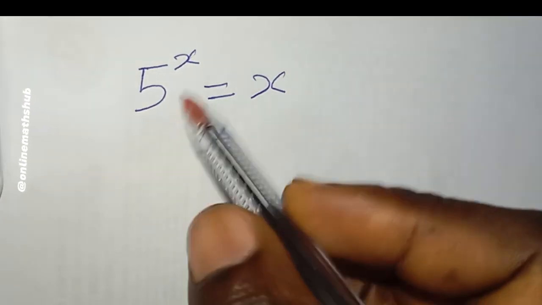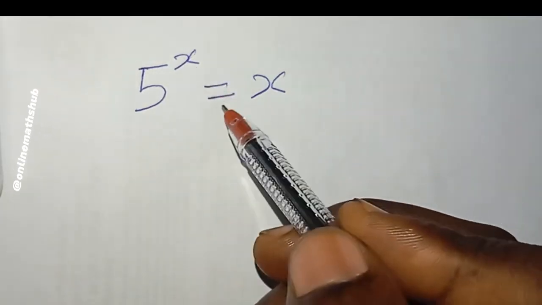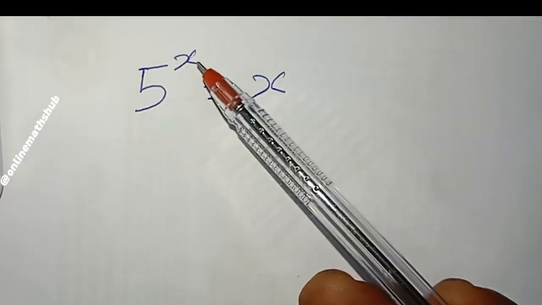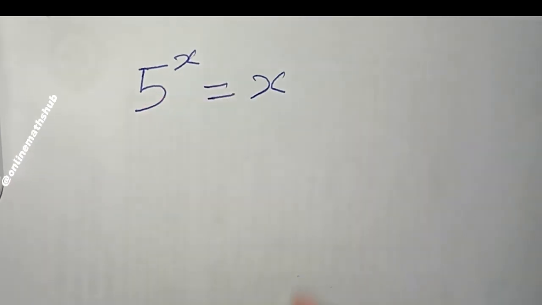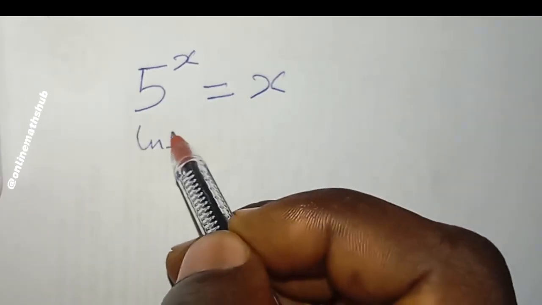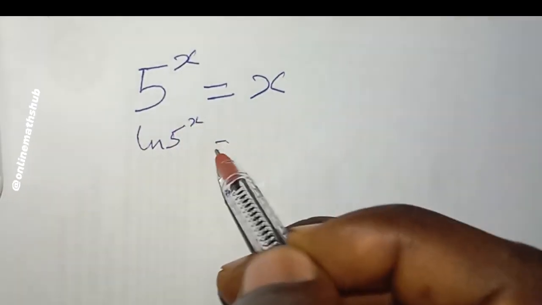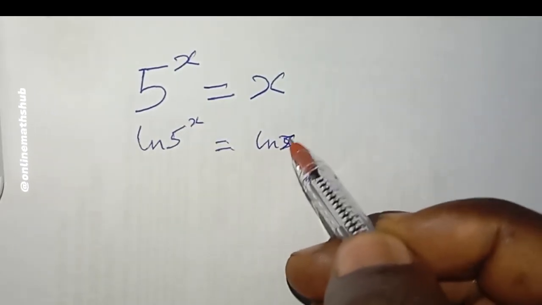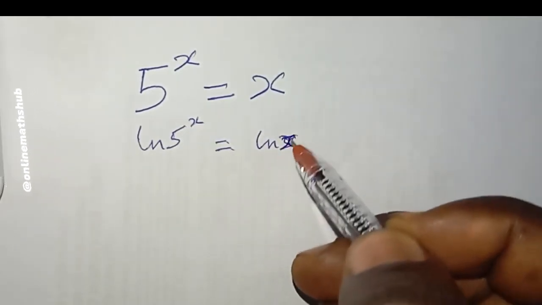So what we have here is 5 power x is equal to x. The most natural thing to do here will be to take the natural log of both sides so that we can bring down this x. So we say natural log of 5 power x is equal to the natural log of x.